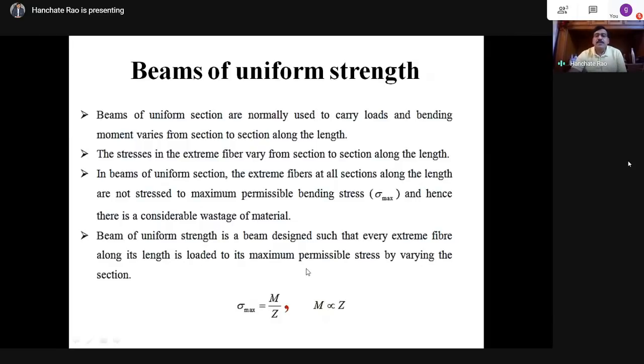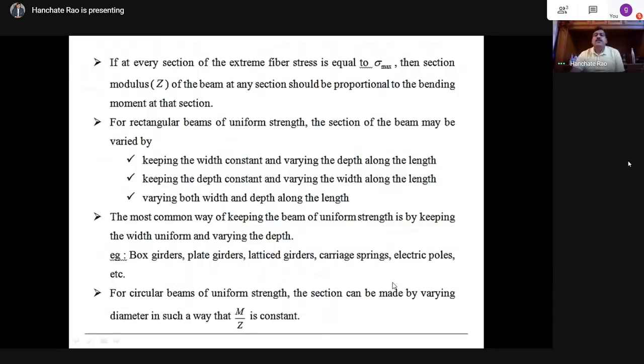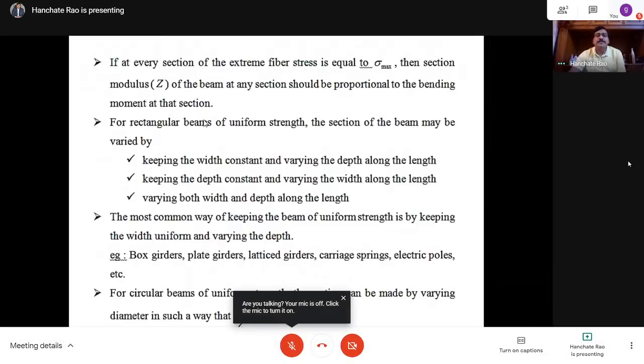So if you see the governing equation here, we know sigma max is equal to M by Z. So M is proportional to Z. We have already seen M is equal to sigma into Z. So M is proportional to Z, the section modulus. So if at every section the extreme fiber stress is equal to sigma max, then the section modulus of the beam at any section should be proportional to the bending moment at that section. So M is proportional to Z.